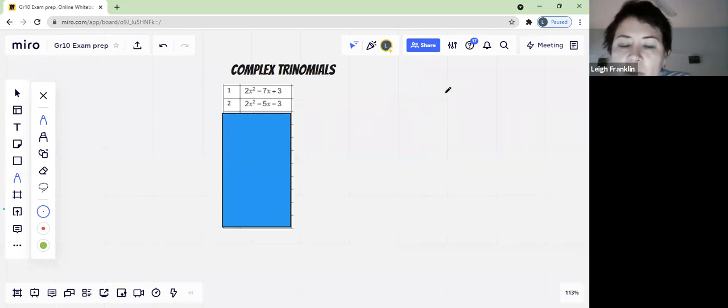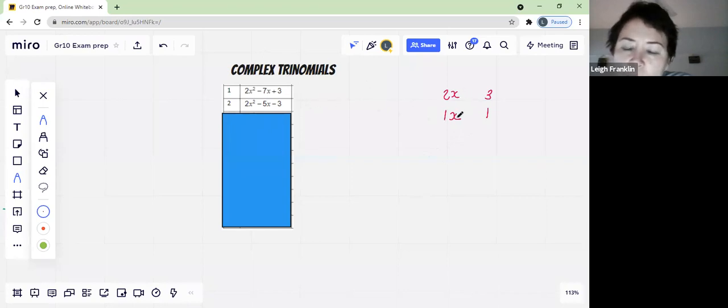Okay, so the only way that we can make 2, because 2 is a prime number, is by multiplying 2 and 1 with one another. The only way that we can make 3, because 3 is also a prime number, is by multiplying 3 and 1 with one another. Now, let's say I decide I'm going to put the 3 here and I'm going to put the 1 there. All right. I'm going to cross multiply. This helps me get the middle term.